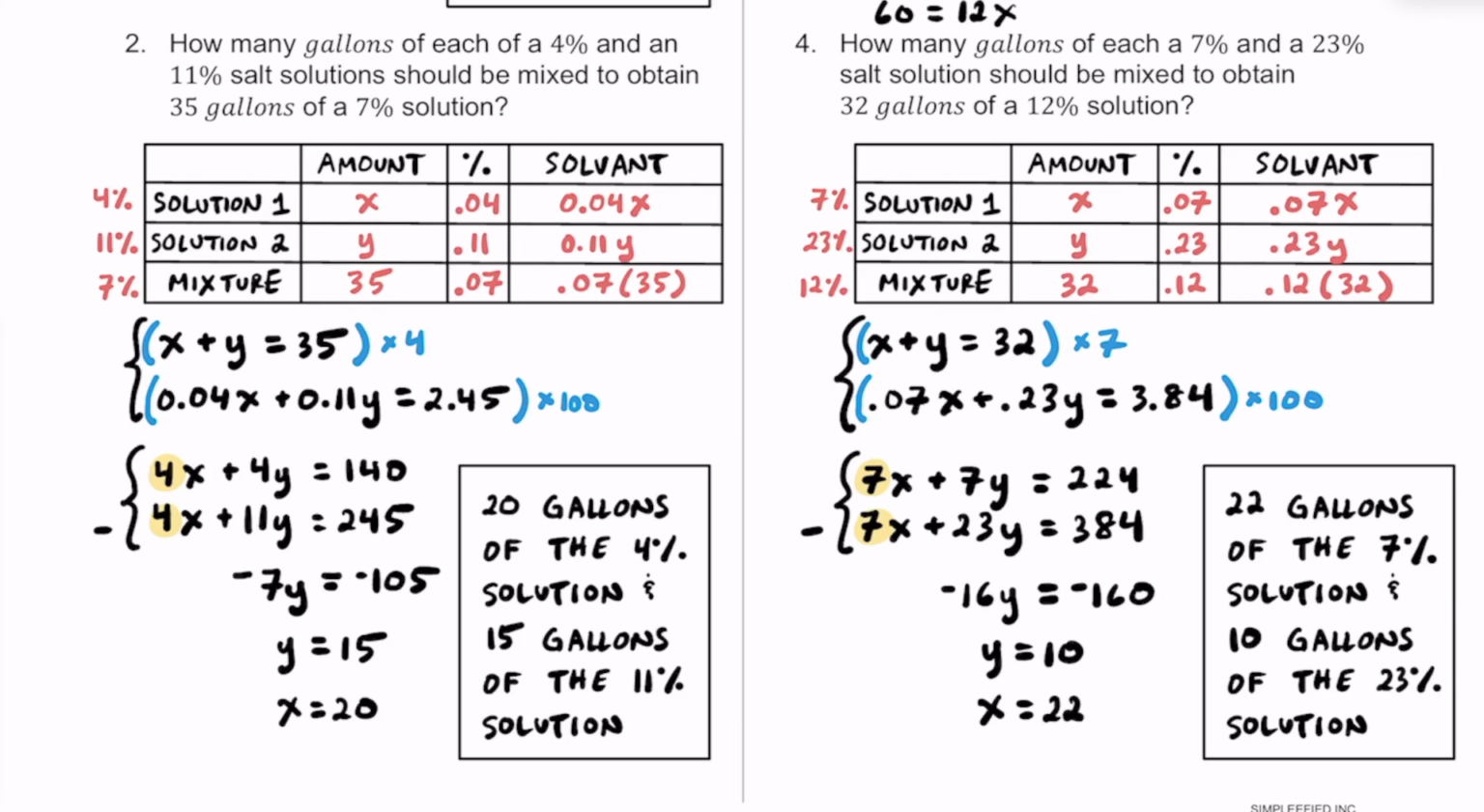Hopefully it makes a lot more sense that we do need a lot more of the 7% one as opposed to the 23% one, just because again, 12% is only 5% away from 7%, so it's pretty close. And then this 23% is much further away. So it kind of makes sense we need a lot more of the one that's closer.